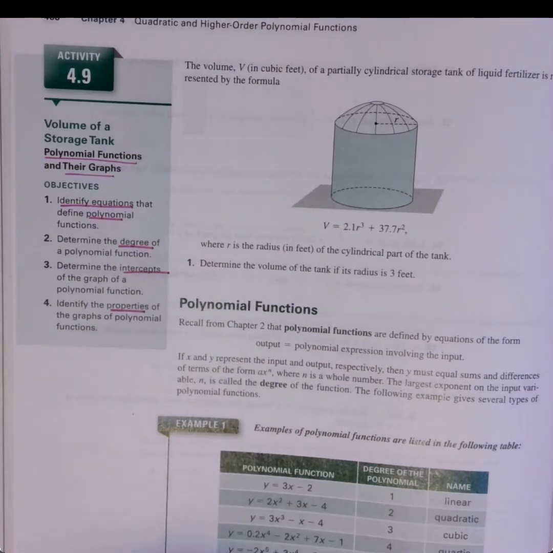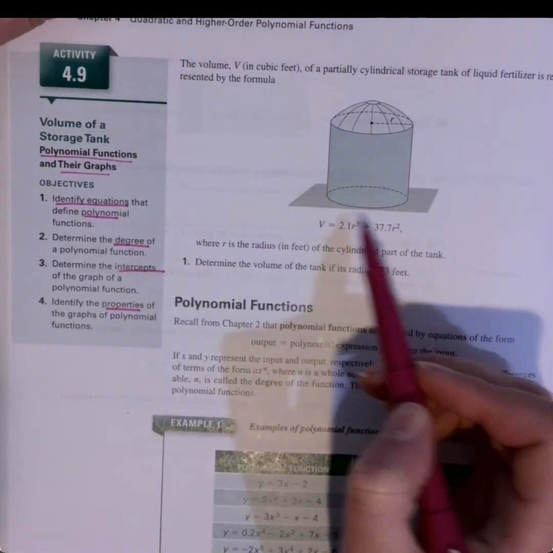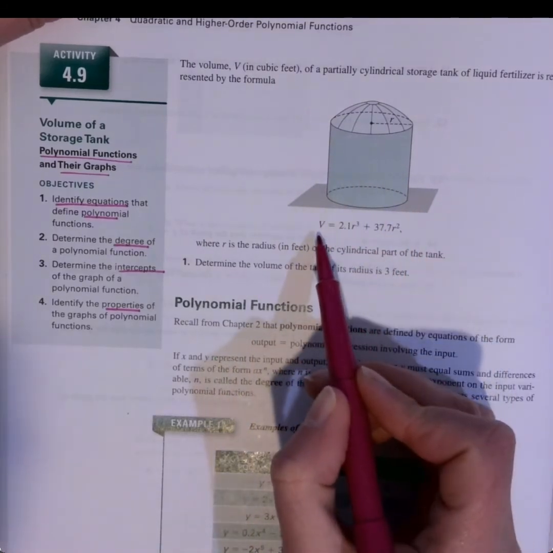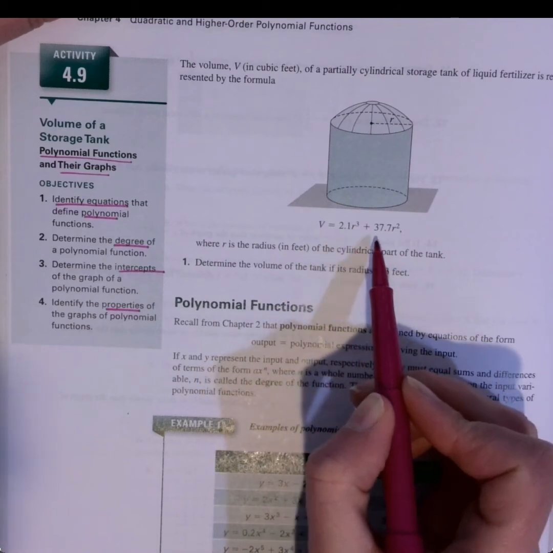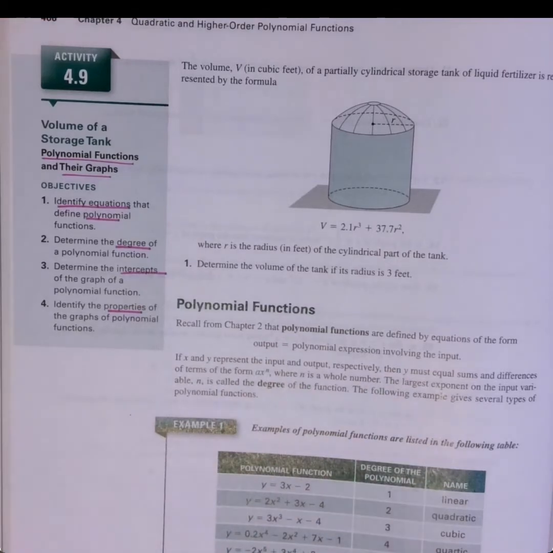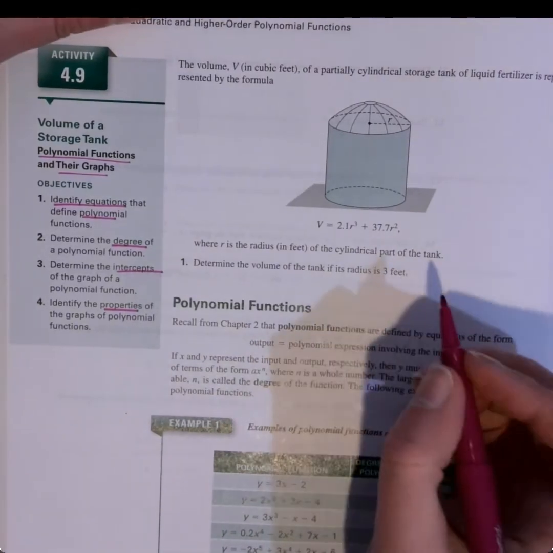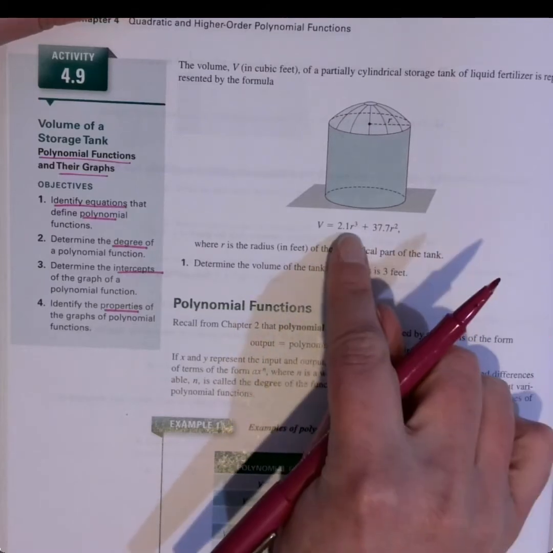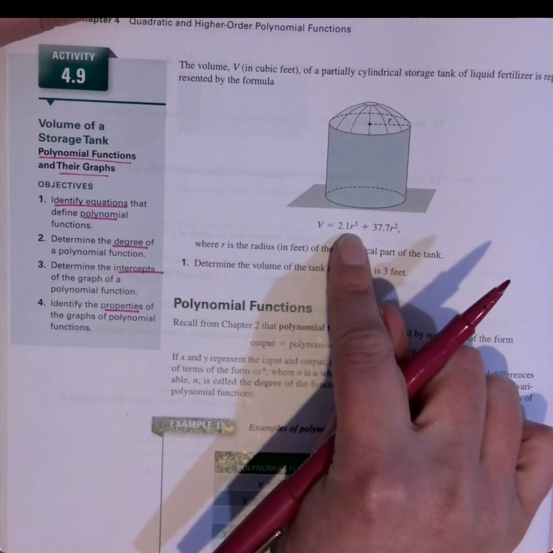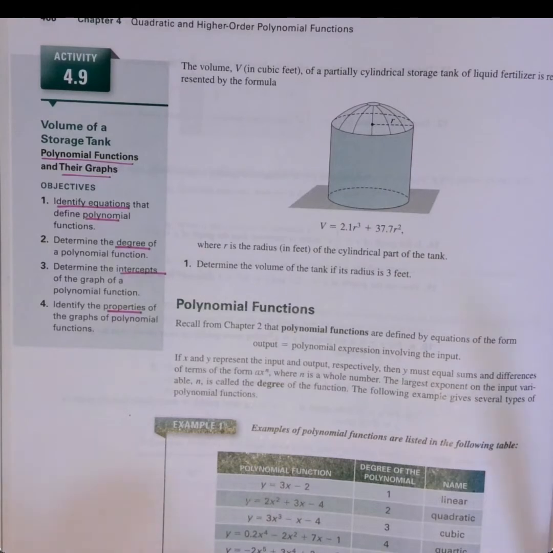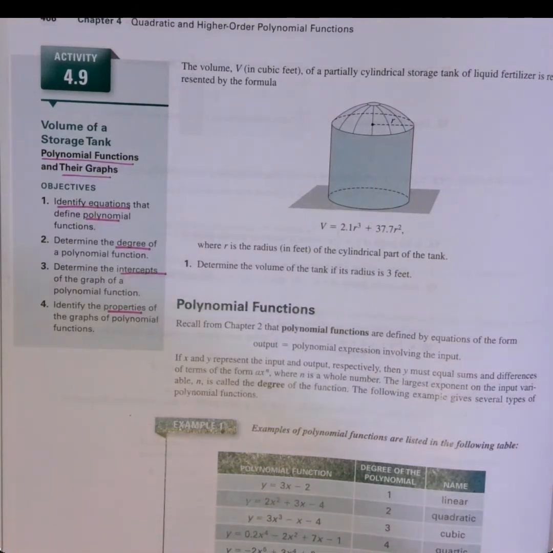Okay. So in the first example, we have a silo style tank here, and the volume of this tank is represented by the formula V equals 2.1r cubed plus 37.7r squared, where r is the radius. So they want us to first just determine the volume of the tank if the radius is 3 feet. This is just an example of a polynomial function. Polynomial functions are going to have additive terms that have variables with whole number powers. This one's a cubic because it has a highest power of 3.